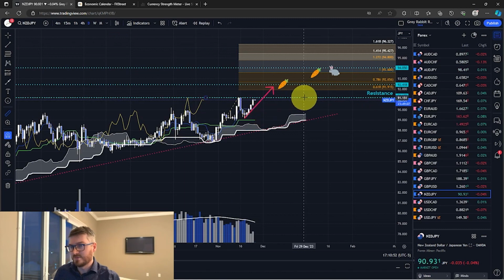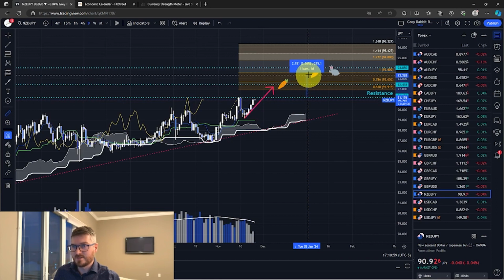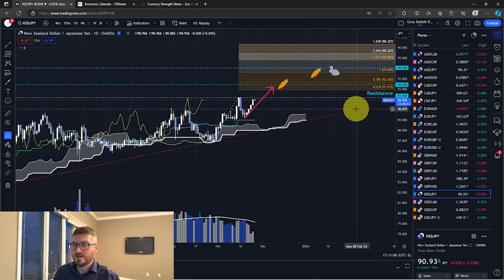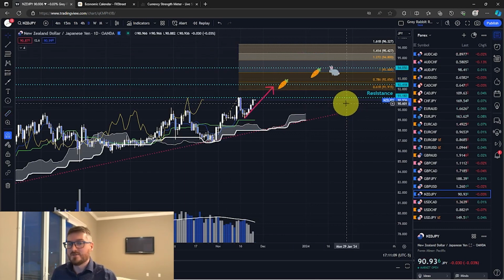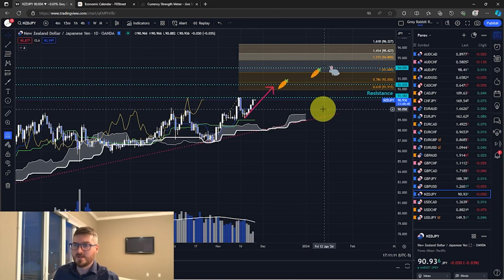And so from the current level here, that's about 125 pips to the first target, and then about 250 to 290 pips to the second target. So guys, keep an eye on this pair. I think this is going to be a great one to trade once it sets up right.